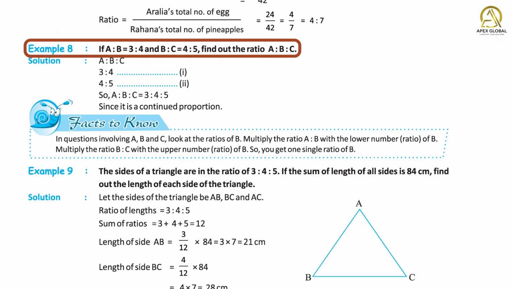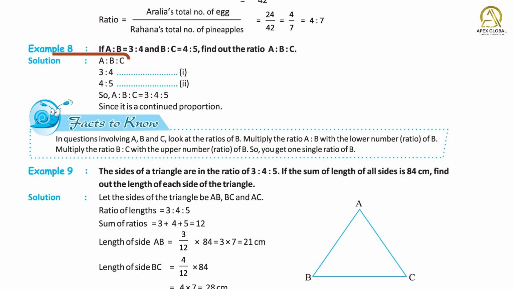Example 8. If A:B equals 3:4 and B:C equals 4:5, find out the ratio A:B:C. Solution. A:B is 3:4, first statement. B:C is 4:5, second statement. So, A:B:C equals 3:4:5, since it is a continued proportion.